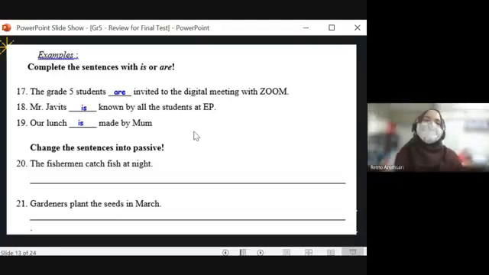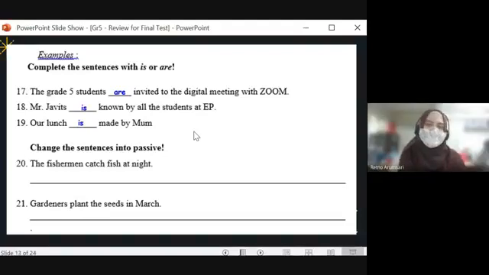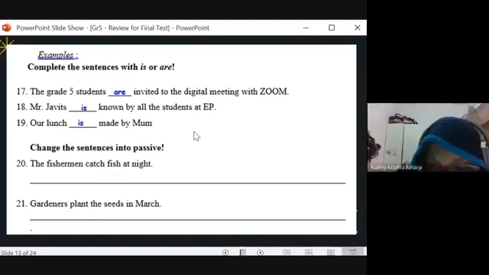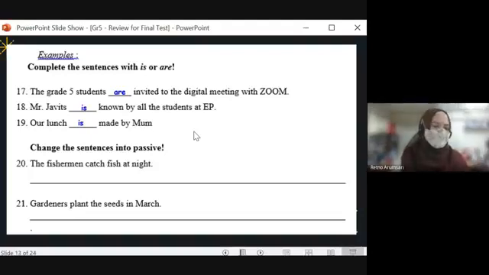Look at number 20. The fishermen catch fish at night. How many fish do you think a fisherman catches every day? Lots of them. But do you know what the plural of fish is? One fish, two fish, three fish, four fish, five fish. Maybe there are some fishes, but the correct one is fish.